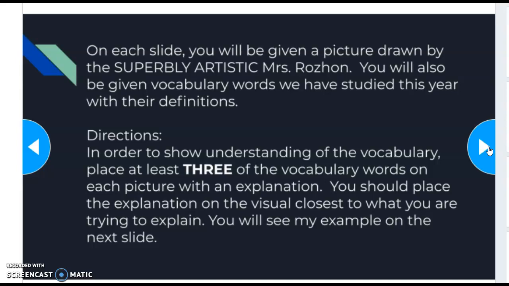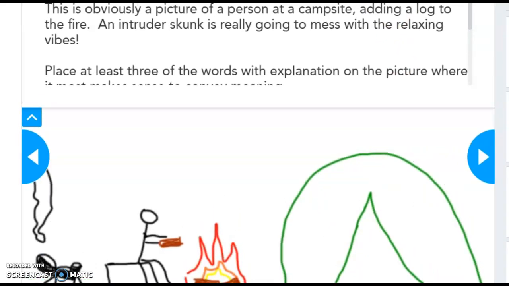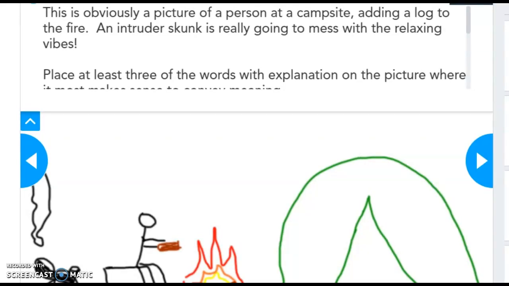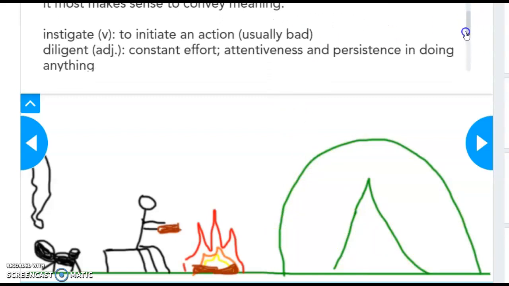Now here are your directions. In order to show understanding of the vocab, you're going to place at least 3 of the vocab words on each picture with an explanation. You should place your explanation on the visual closest to what you were trying to explain, and you're going to see my example on the next slide. So, at the top it says, this is obviously a picture of a person at a campsite adding a log to the fire. The intruder skunk is really going to mess with these relaxing vibes. So you have a skunk over here, he or she putting a log on the fire, and a campsite. So this is the tent, obviously. You're going to place 3 words with explanation on the picture where it most makes sense to convey meaning.